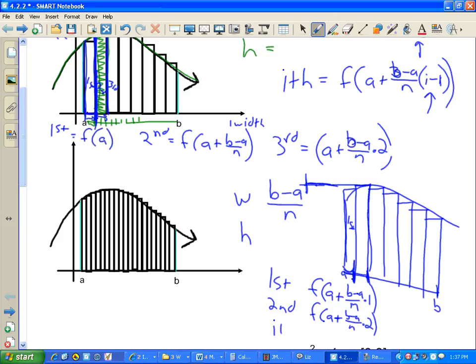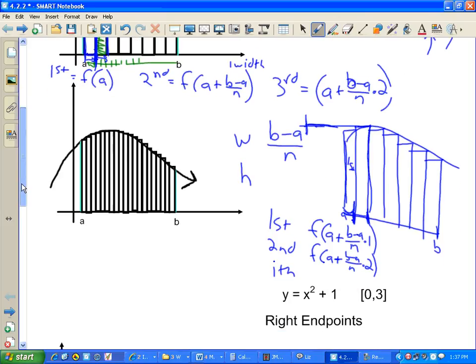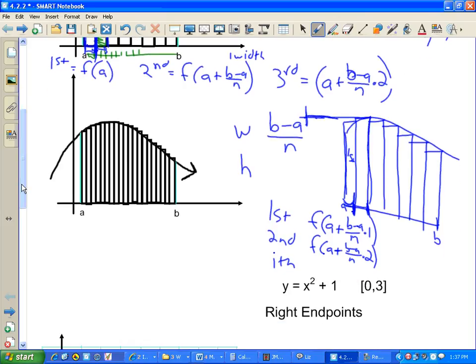So for the ith rectangle, you see this one's going to be better because 2, 2, 1, 1. The ith rectangle is the function evaluated at a plus i widths. So b minus a over n times i. And I don't have that i minus 1 term. That makes things more complicated. Okay, so that's how you find the height.